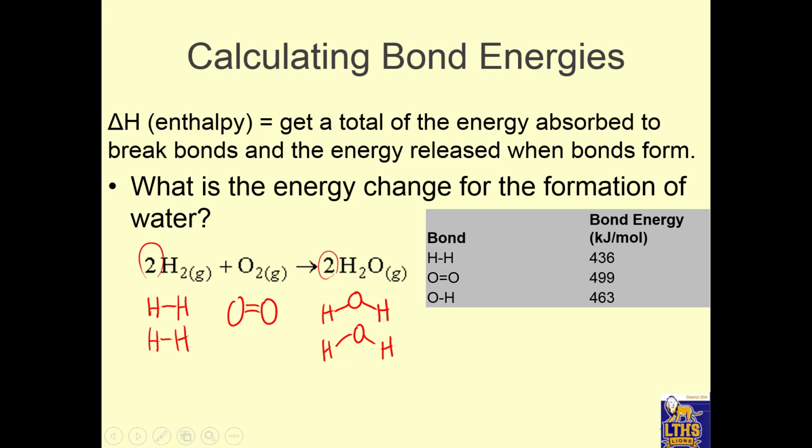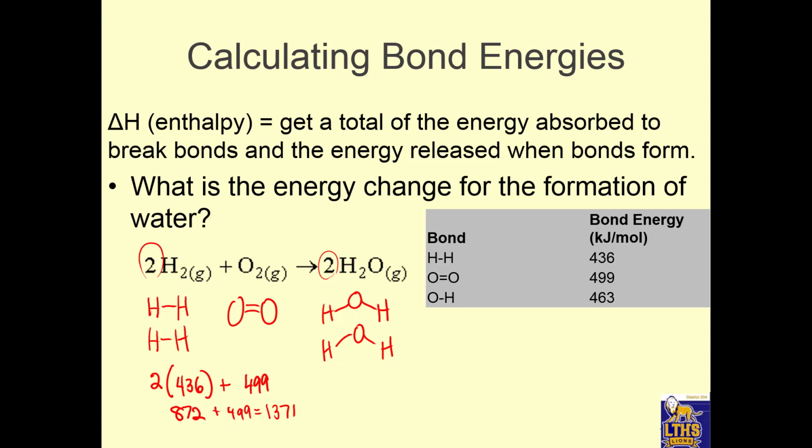So if I want to calculate the bond energy for this reaction, I have to break these two bonds. It's going to take 2 times the 436 kilojoules to break those bonds open. And I have to break this double bond, and that's going to take 499 kilojoules of energy. So I have 872 kilojoules of energy that have to be absorbed to break those, plus the 499. That means in order to break all these bonds, it's going to be 1,371 kilojoules of energy.